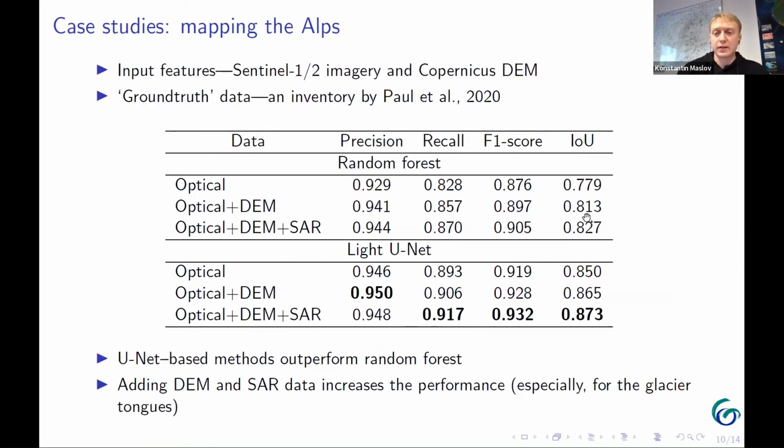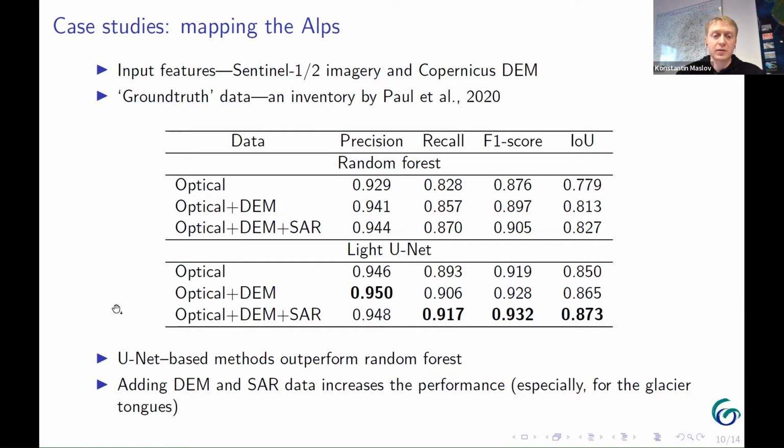So we did a kind of similar case study for the European Alps. In that case, it was just a region scale mapping. We used the Sentinel imagery, including Sentinel-1 and Copernicus DEM, and ground truth data was the inventory by Paul Frank. What we did here, we also compared the fully convolutional networks with some baseline methods, such as random forest. And we also investigated how adding different features to classification helps to improve the situation.